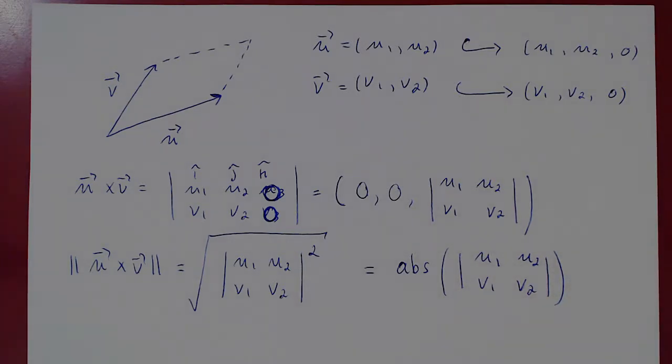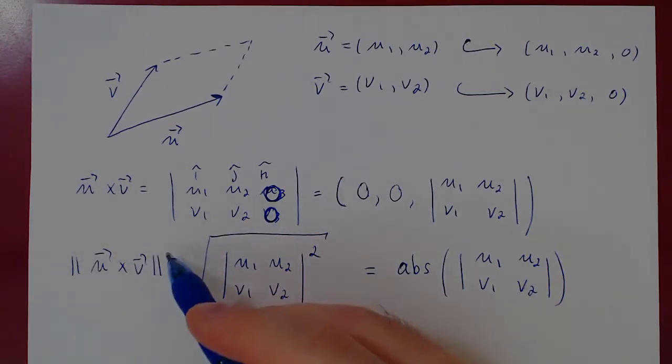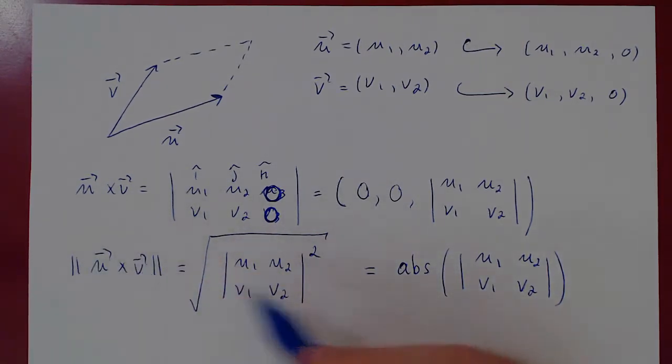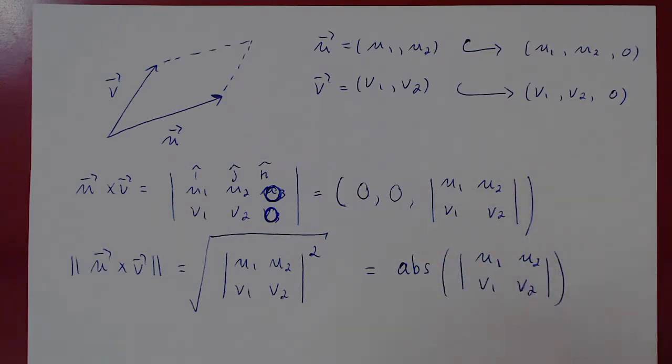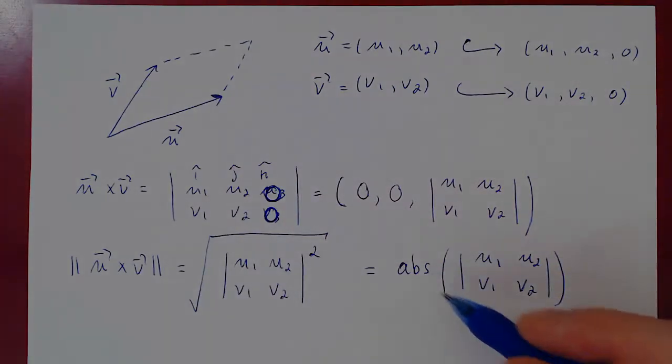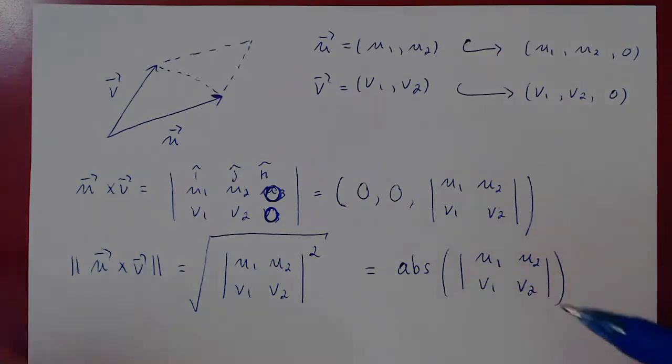And that's how we can compute the area of a parallelogram or of a triangle spanned by two vectors in either R2 or R3. In R3 we have no choice, norm of the cross product, or half of this for the triangle. In R2, absolute value of the determinant for the parallelogram. 1/2 of this would be the area of the triangle spanned by U and V.